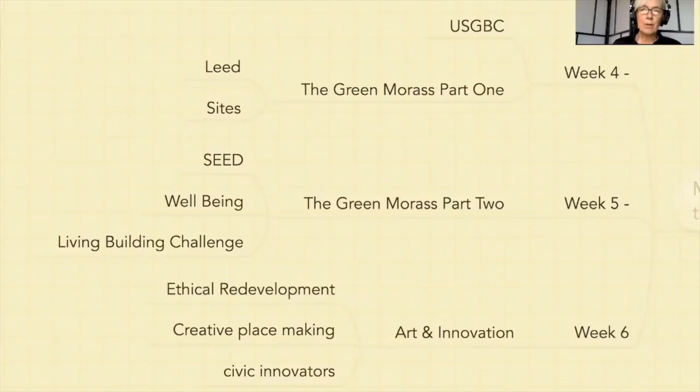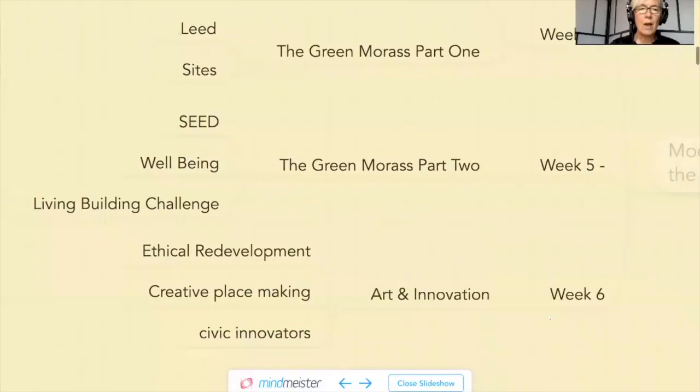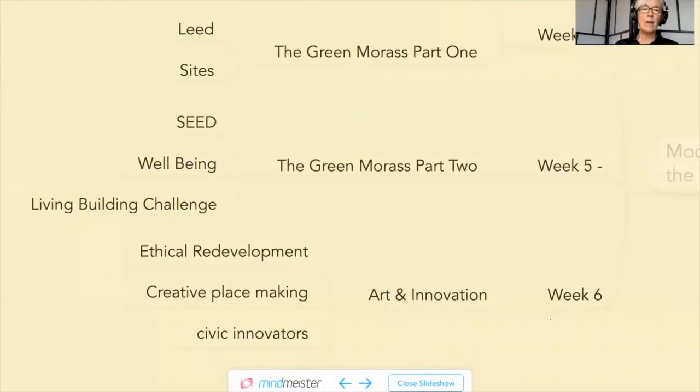The U.S. Green Building Council has really taken the lead, and so we will start off with them. We'll look at LEED and SITES, and then week 5, we'll look at SEED, WELL Building, and Living Building Challenge. We'll then go into ethical art and innovation, a huge move around creative placemaking and the idea of art and experience. So they're looking at ethical redevelopment, creative placemaking, and other non-traditional civic innovators.